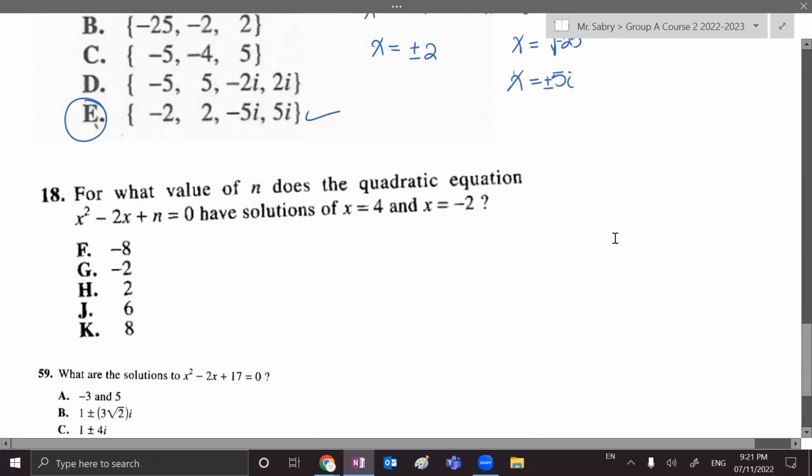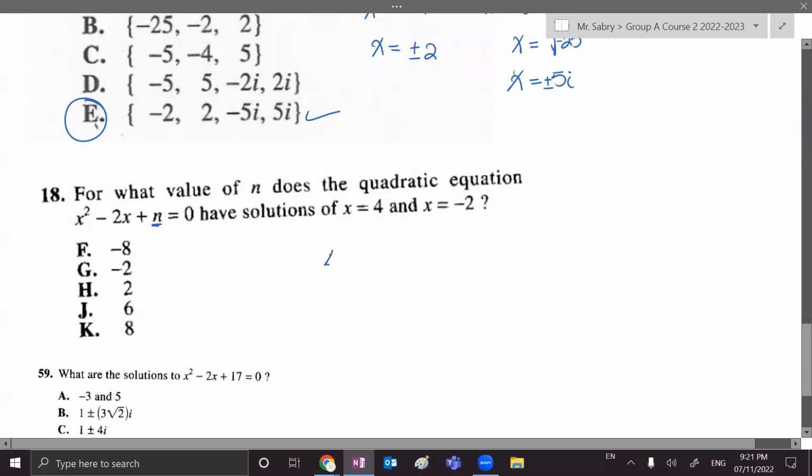For what value of n does the quadratic equation in this have solutions of x equals 4 and x equals negative 2? So this is the other way around. They already gave me the solutions and I need to find this. Now there are more than one way to do this. The first and easiest way is to substitute x with any of those values.